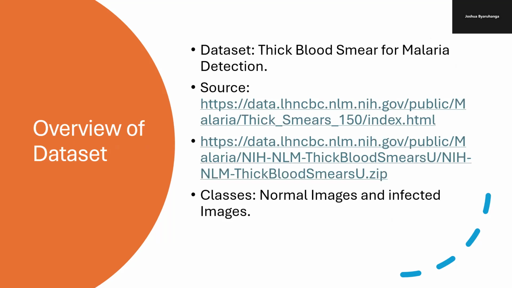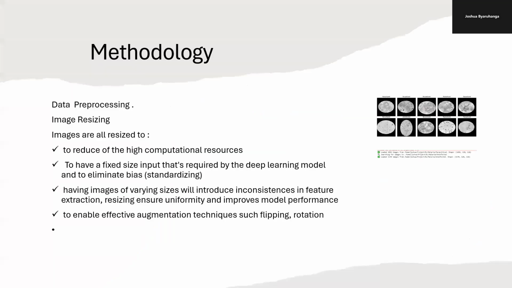Data set. The data set consists of blood smears for malaria, and the source was obtained from the above link. So this data set consists of two classes, the normal images and infected images. Under methodology, we did data pre-processing.